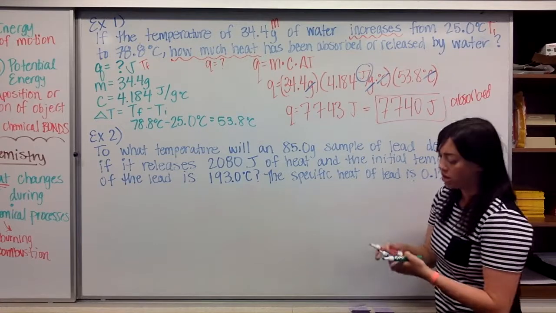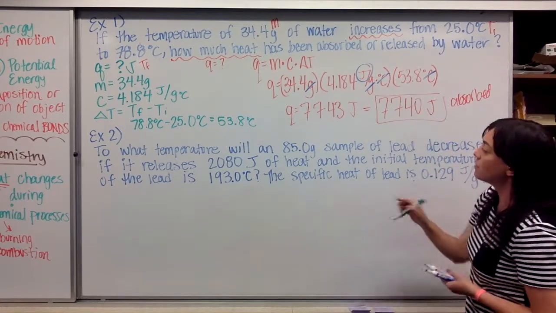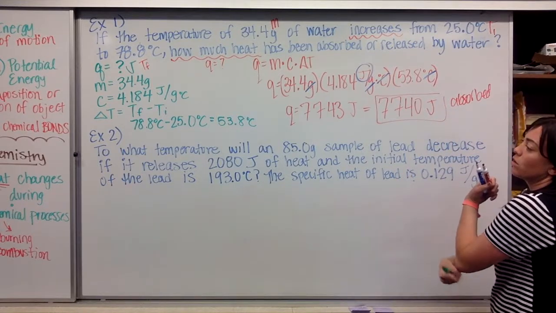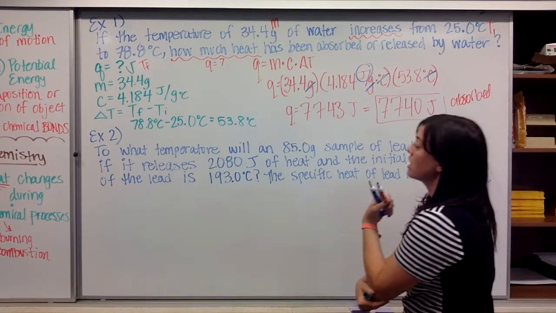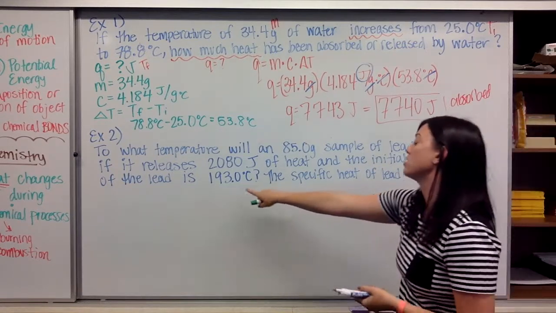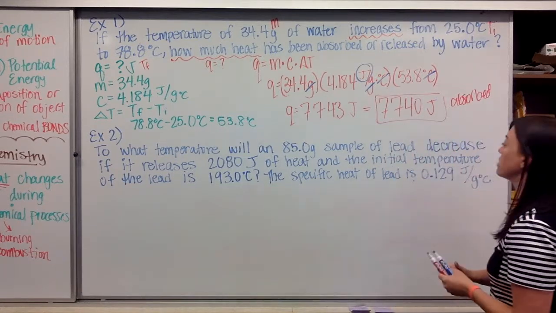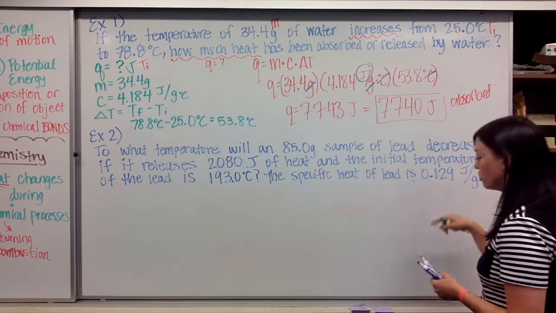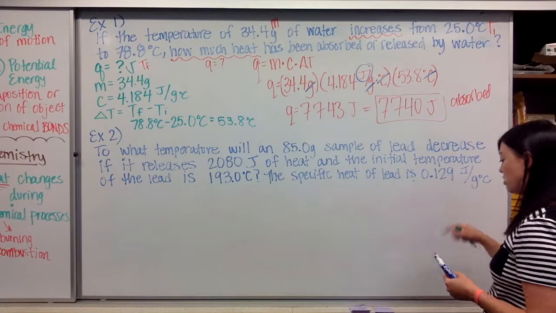My second one: to what temperature will an 85.0 gram sample of lead decrease if it releases 2,080 joules of heat and the initial temperature of the lead is 193 degrees Celsius? The specific heat of lead is 0.129 joules per gram degree Celsius.